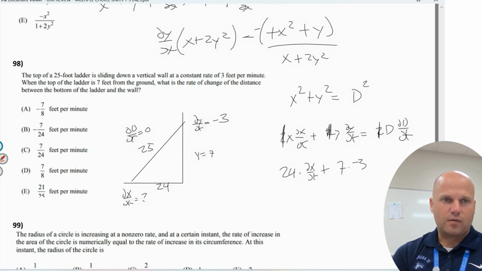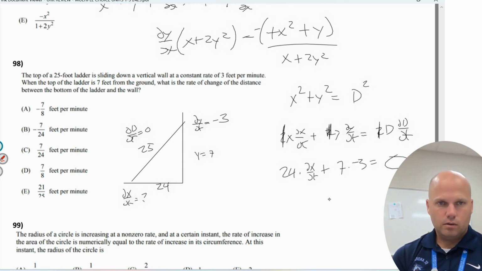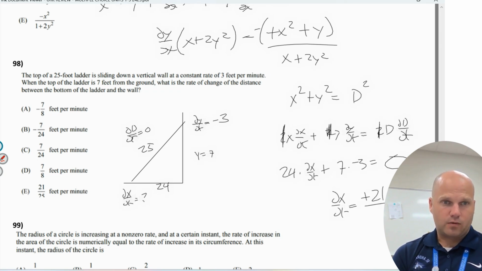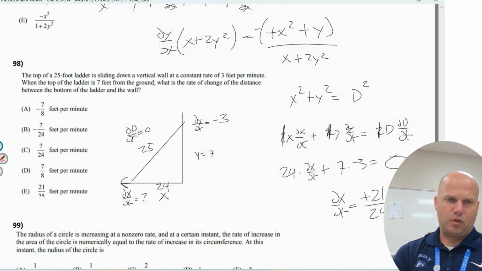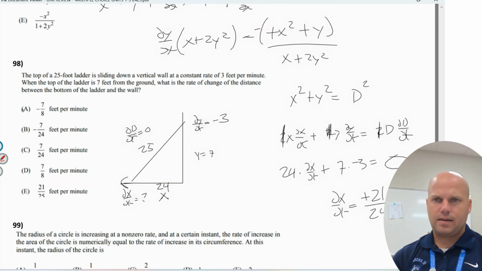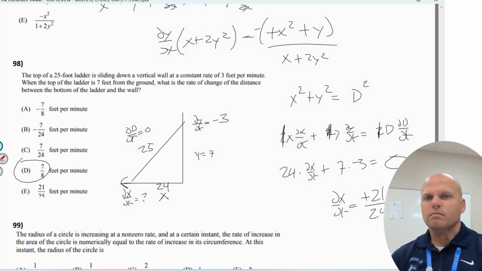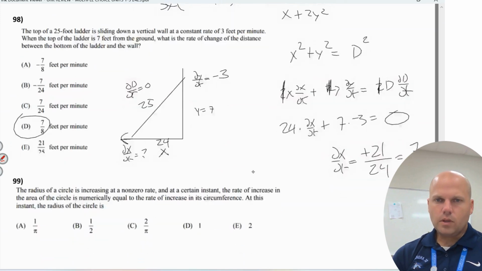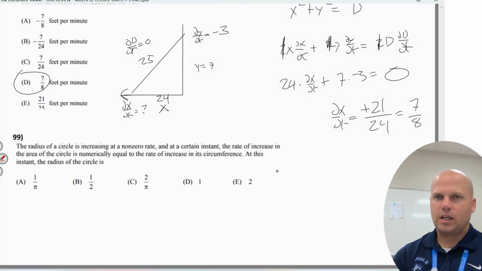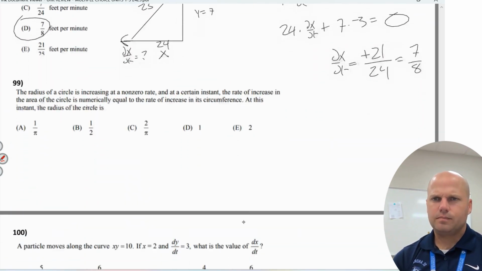7 times negative 3, 0. Negative, positive 21 over 24. It should be positive because it's increasing. This x distance is increasing. It's not about going left or right. It's just x distance is increasing. And divide by 3, and you get 7/8. Oh, look, they got negatives and positives. Yeah, the x distance is increasing. That's not nice. Usually they don't do that.